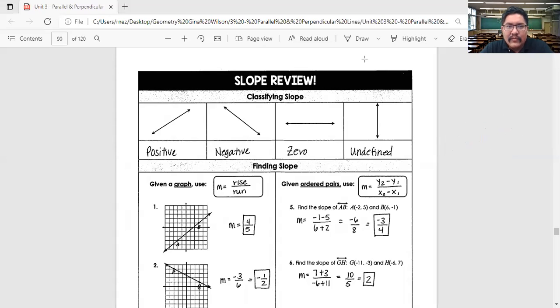So if you remember algebra 1, we did a lot of these y equals mx plus b's, linear functions, line graphs. They go by different names. And one of the big things that makes the line graph is that they have slopes and intercepts. But today we're going to focus mainly on the slope part. So slope review, classifying the slopes.